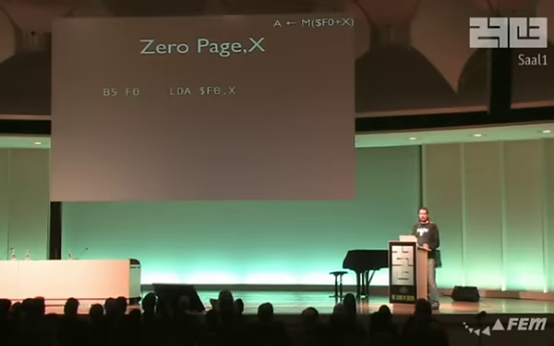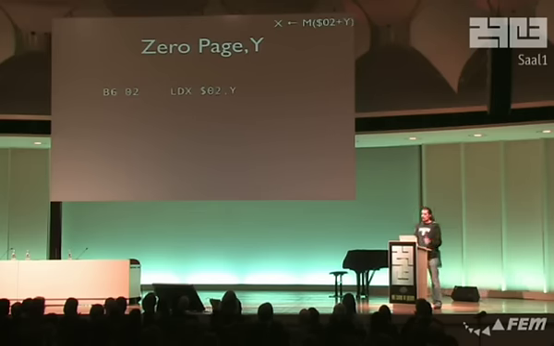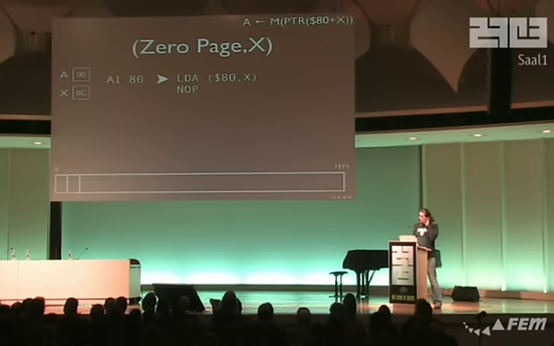So if x in this case is 16 or above, it would wrap around to 0 again, so you cannot exit zero page with this indexing. Same with zero page comma x, comma y.